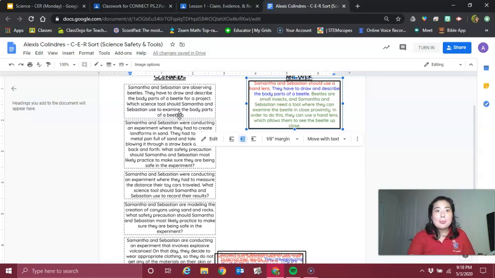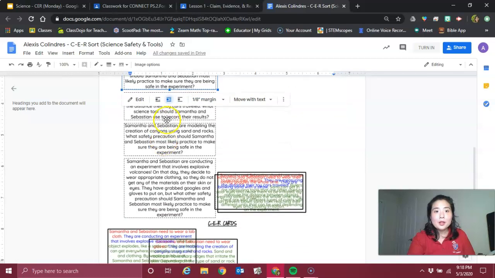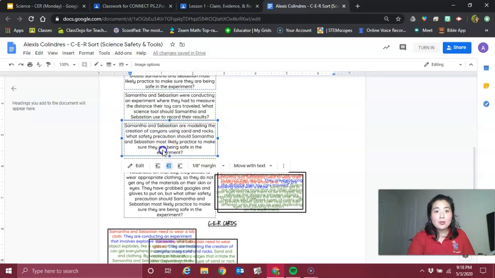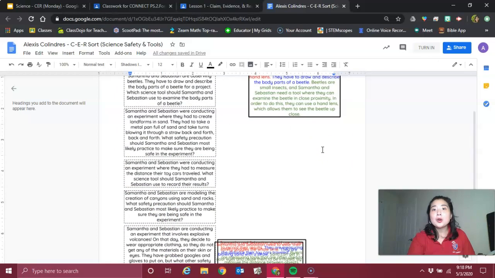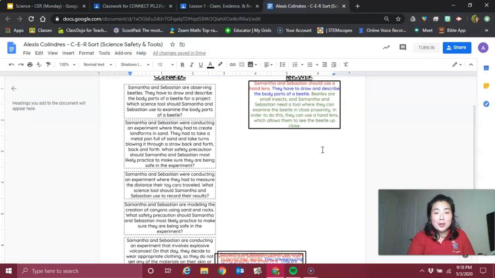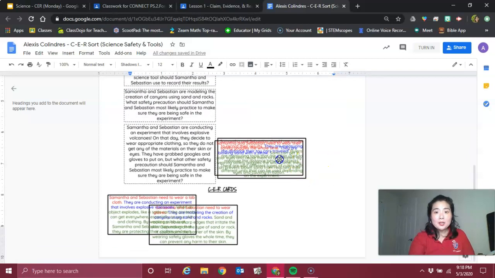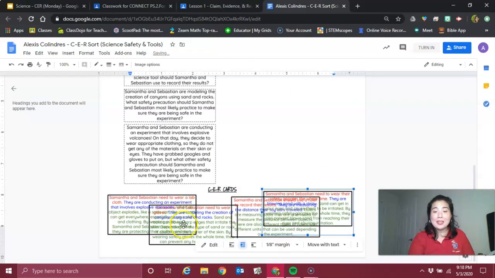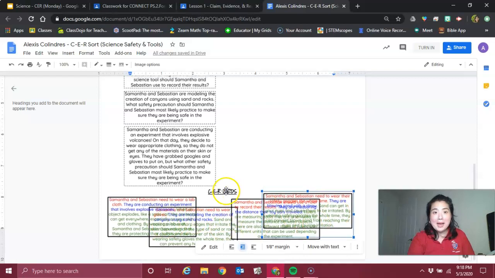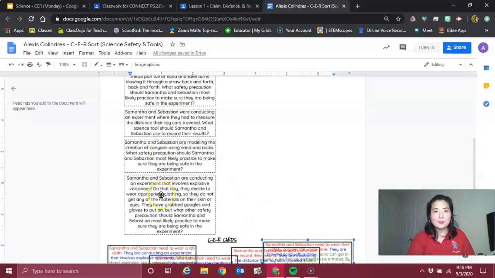So now, I want you to read the second, third, fourth, and fifth scenario on your own. Once you read each of those scenarios 2 times, you're going to look at the remaining cards at the bottom, and you're going to figure out which of these cards match which scenario.